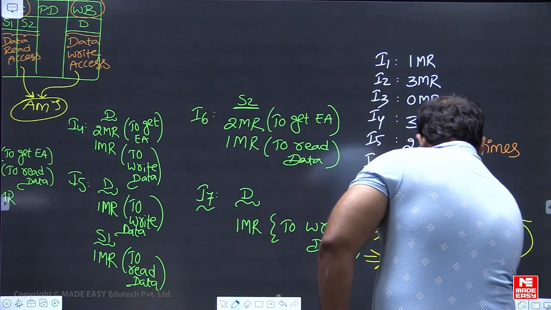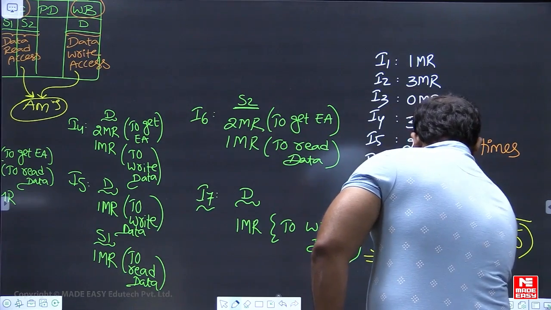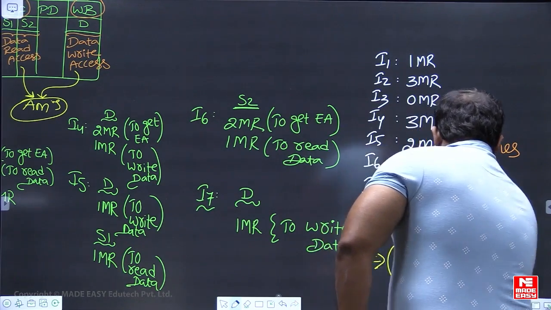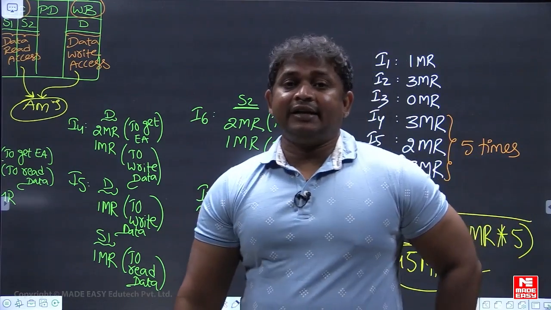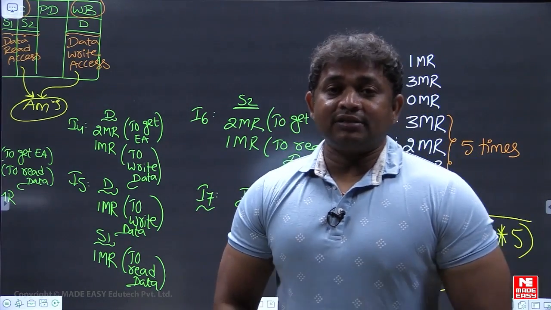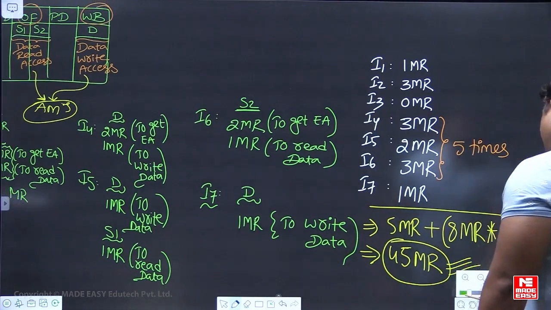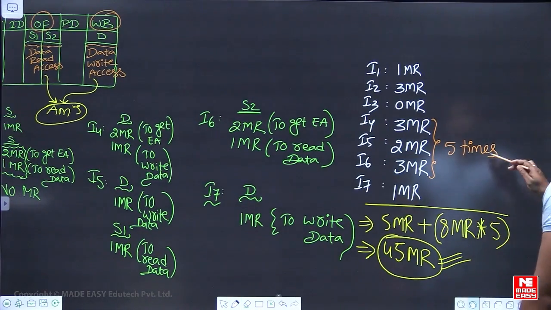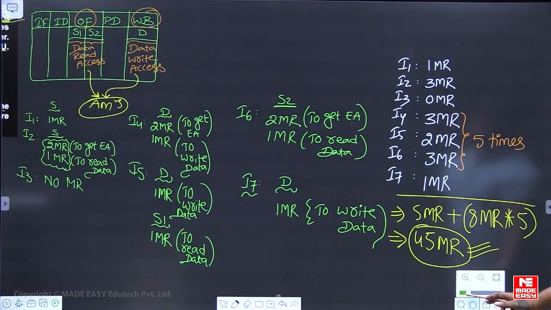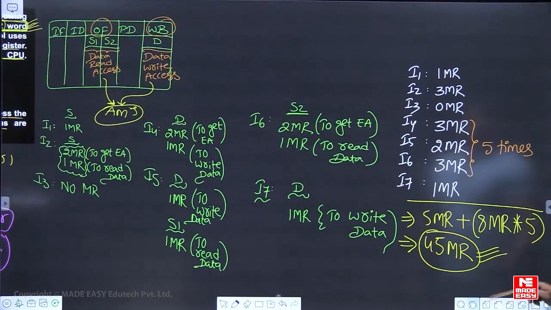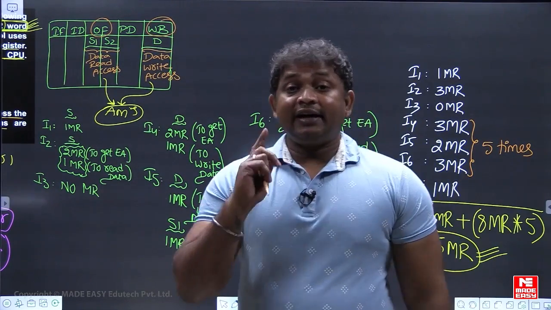Okay students. Total 45 memory references are required to access the data. From the data access point of view only, the answer is 45. Okay, so this is the analysis. Students, I hope you understand this. Here what you realize is this is only the data access.